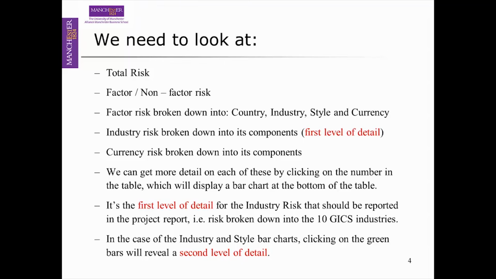It's the first level of detail for the industry risk that should be reported in the project report. That is, risk broken down into the 10 GICS industries. In the case of industry and style bar charts, clicking on the green bars will then reveal a second level of detail.